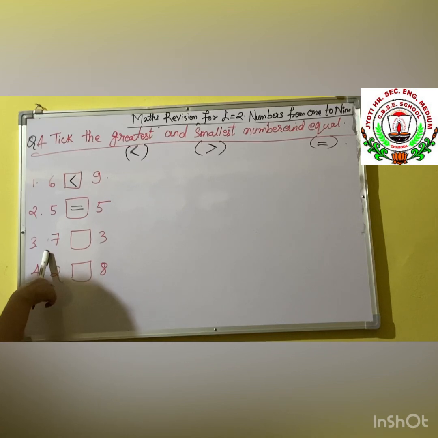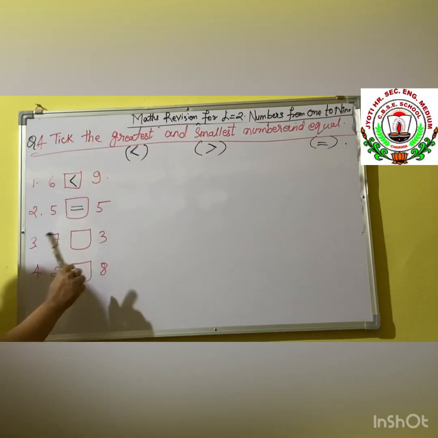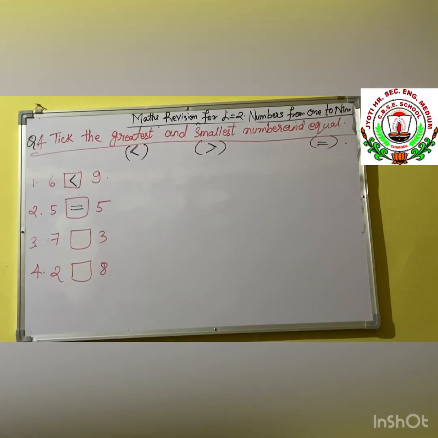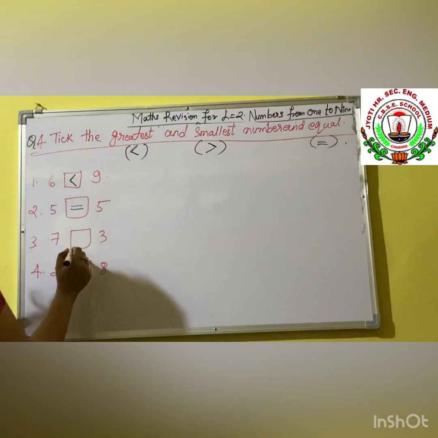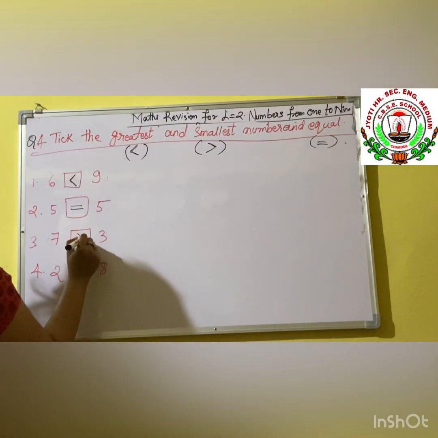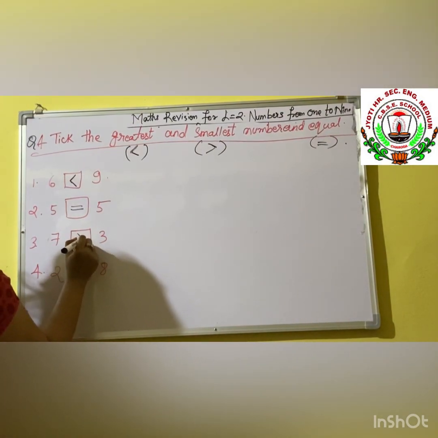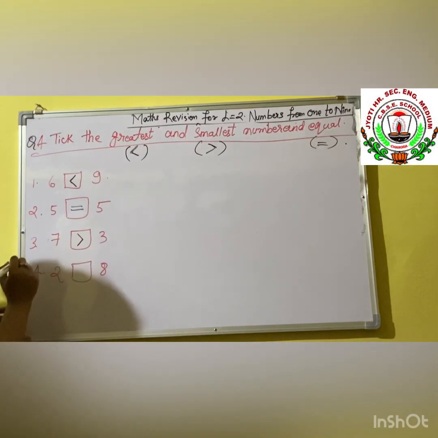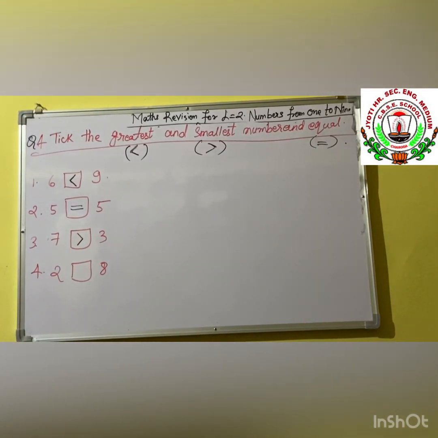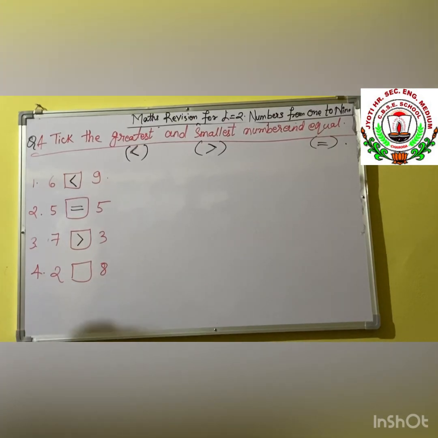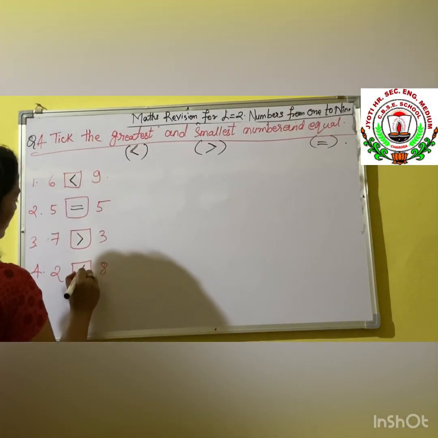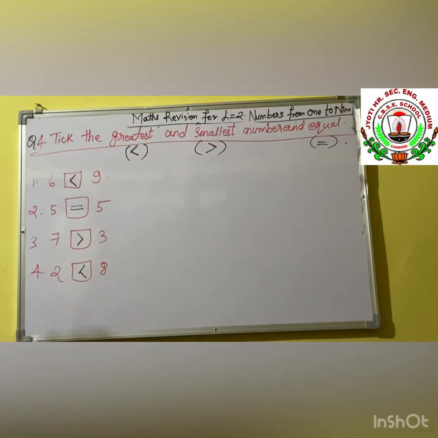Okay, now Riya is having 7 chocolates and Rahul is having 3 chocolates. Now tell me who is having more chocolates. Of course Riya, because she is having 7 chocolates, that's why she is having more. So she is getting greater sign over here. Okay, now 2 and 8. Which number is greater? 8 is greater than 2. So we will put the sign of greater towards 8.